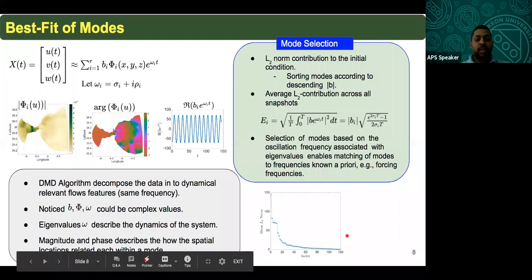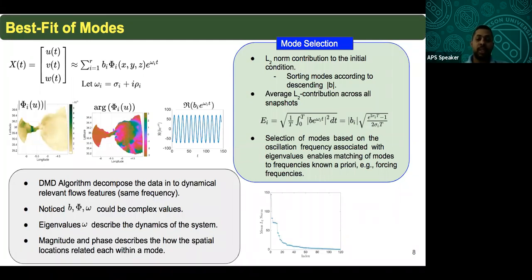The payoff of this algorithm, compared to the POD algorithm, is in the mode selection process, which depends on the application. I can talk about this. If you have any questions, feel free to stop by in the allocated time.